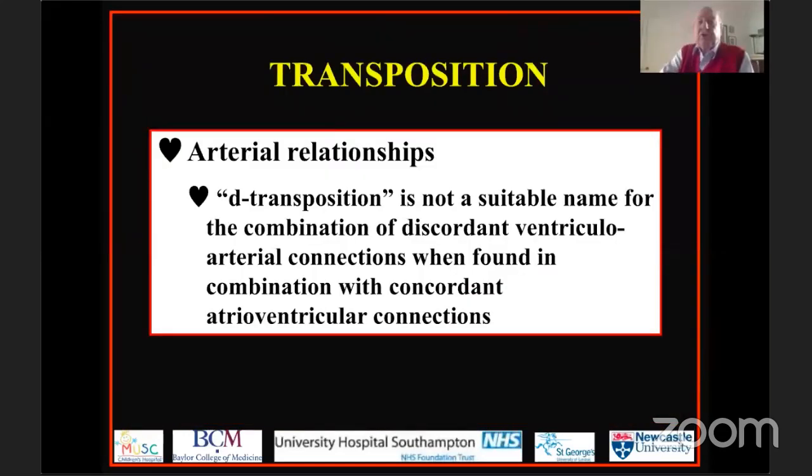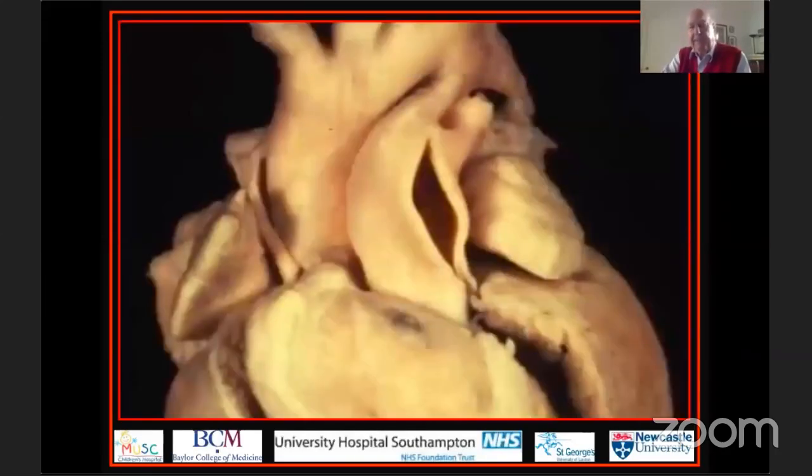So putting this together, we should not be using d-transposition to describe the entity that I am simply calling transposition, because in both of those instances, we had the combination of concordant atrioventricular connections, discordant ventriculoarterial connections. The blood is going round in parallel. Neither had a D aorta. So we cannot use d-transposition as a suitable name for the combination of connections we are talking about this afternoon.